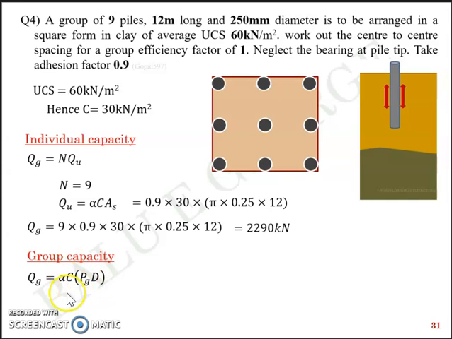So alpha C, we know alpha is given, we know C, perimeter you can find out from the basic geometry, where S, the spacing, is unknown. D is the depth, which is already known. It's given in the question as 12 meter. PG, perimeter, is equal to 4 times 0.125 plus 2S plus 0.125. S being the center to center spacing.